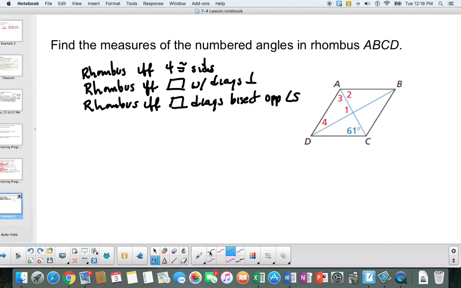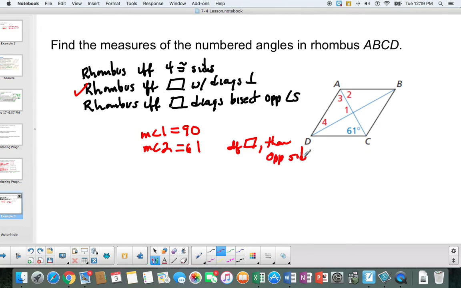So I know right away that the measure of angle 1 is equal to 90, and that's because of this theorem. I also know that the measure of angle 2 is equal to 61, and that's because if you have a parallelogram, then opposite sides are parallel. So I know these are parallel, therefore 61 and 61 are here. I also know that the measure of angle 2 is equal to the measure of angle 3, and that comes from this theorem right here, bisecting. So the measure of angle 3 is equal to 61.